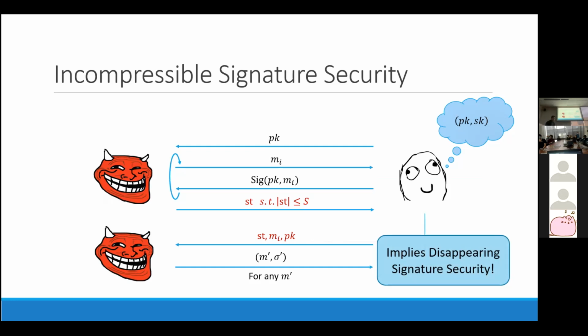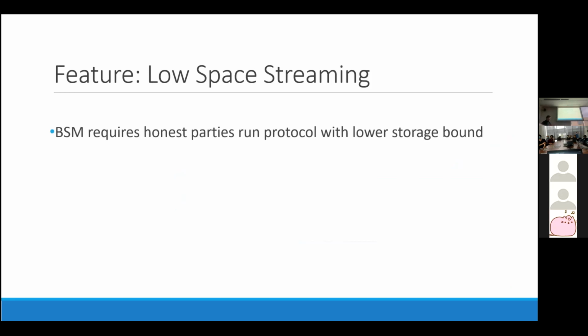Notice that when I say this implies, I mean security-wise, an incompressible signature implies disappearing signature, because it's really important that it's security-wise. The bounded storage model actually requires the honest parties to carry out the protocols under low space. However, when we remove the bounded storage model from our definitions, we're lifting this requirement as well.